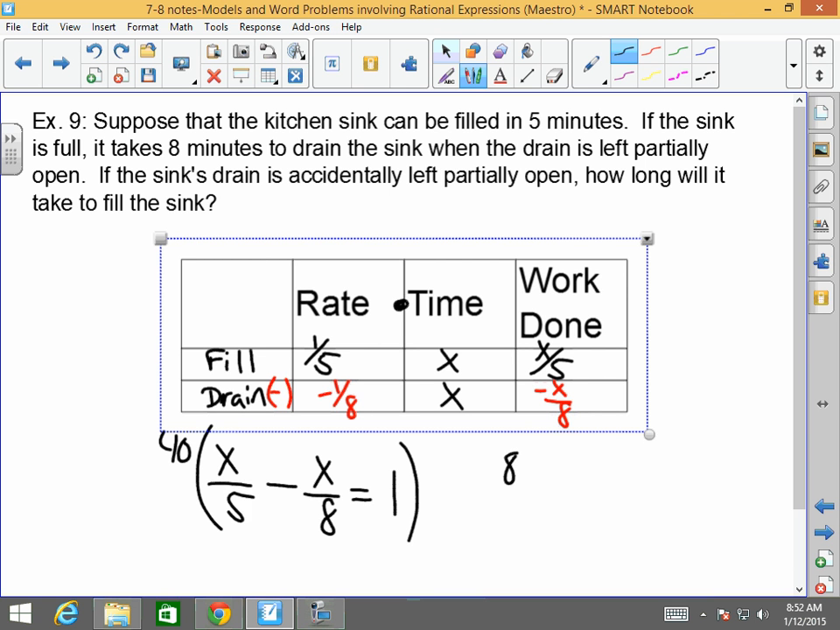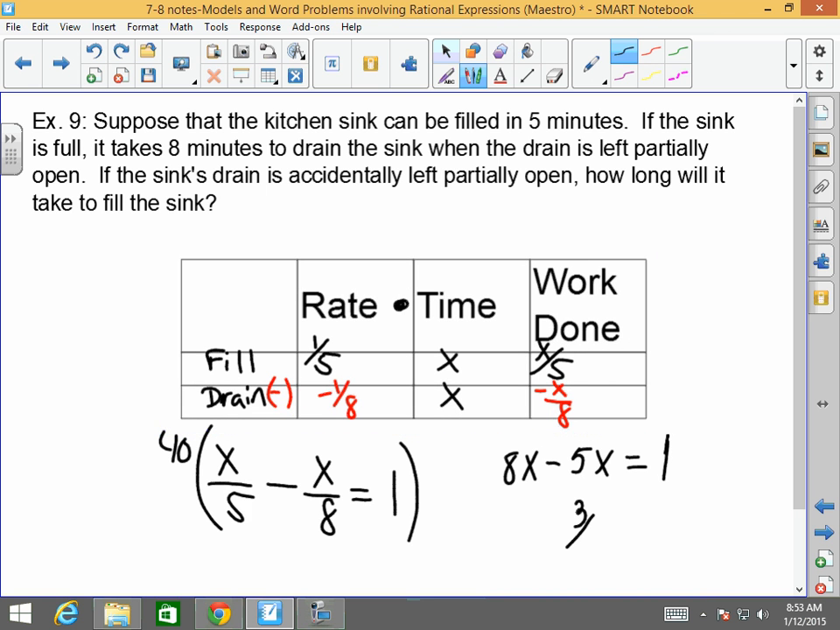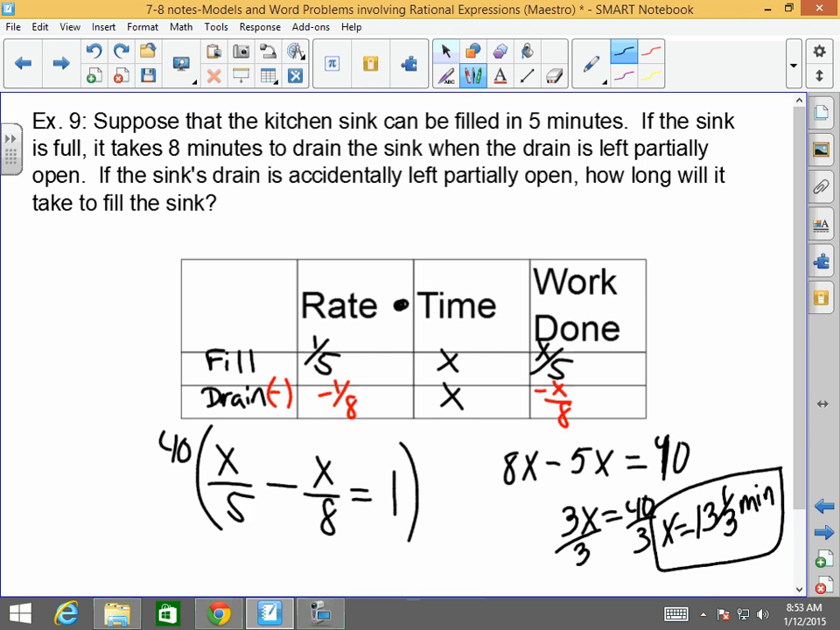So that's 8x minus 5x equals 40. What am I doing? I was going to say, what's wrong with me? Come on, Moro, pay attention. Sorry about that. So 3x equals 40, divided by 3. x equals 13 1/3 minutes to fill the sink.